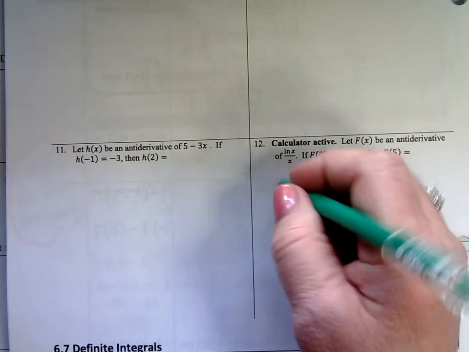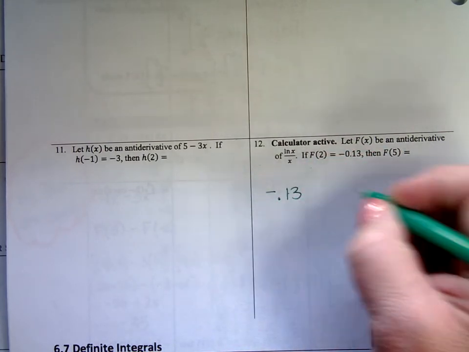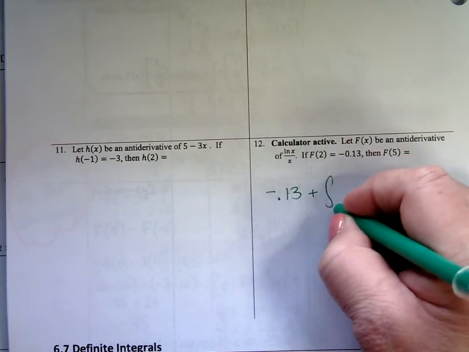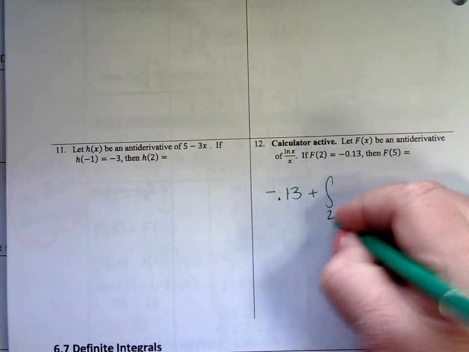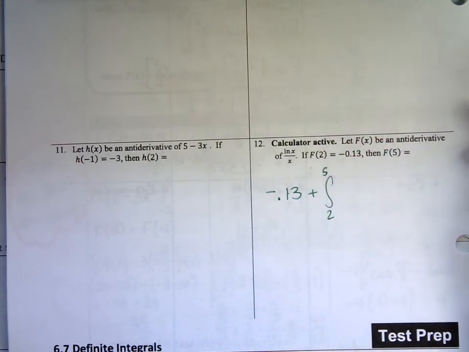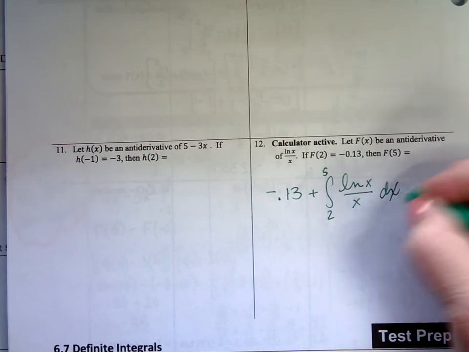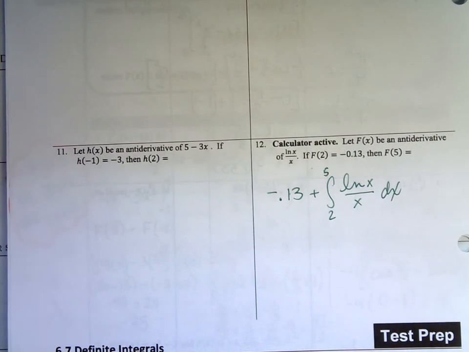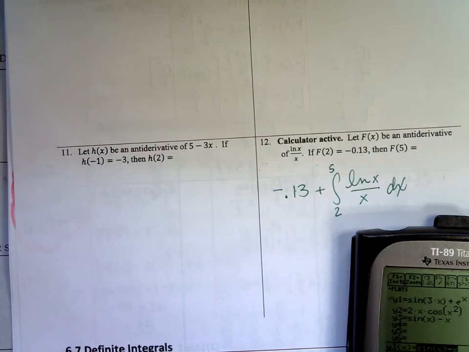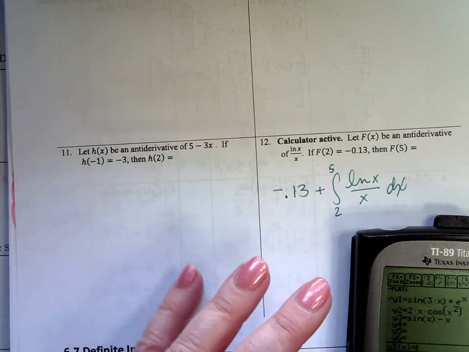So negative 0.13 plus the integral from, we know what it is at 2, we want to know what it is at 5. And so there it is, and I put my ln of x over x right in there. And so again, I'm going to go to my calculator and figure out what the ln of x over x is. I can put it in y3. We've got ln of x divided by x.